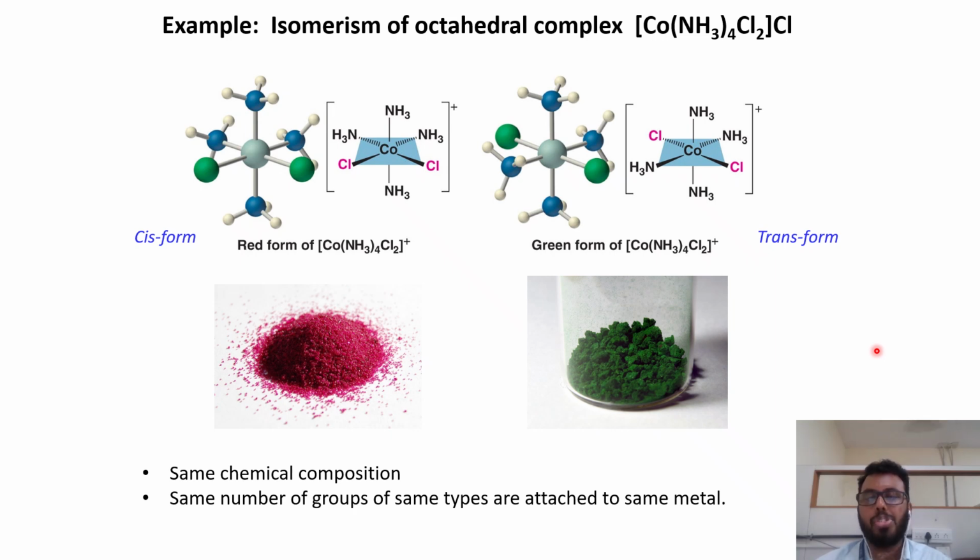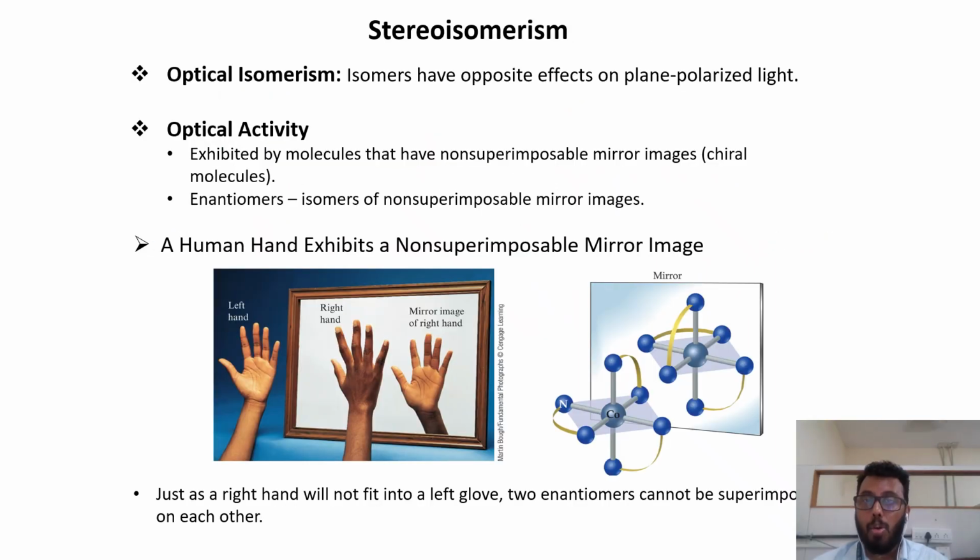By changing the position of the ligand or changing the coordinating atoms, whether it is adjacent to each other or opposite to each other, the color of the complex can be changed. Same chemical composition, same number of groups of same type are attached to same metal. This is a general description, but when you write this isomerism, stereoisomerism for MA4B2 type, you can write this example, the cobalt complex. And now we move to the optical isomerism.